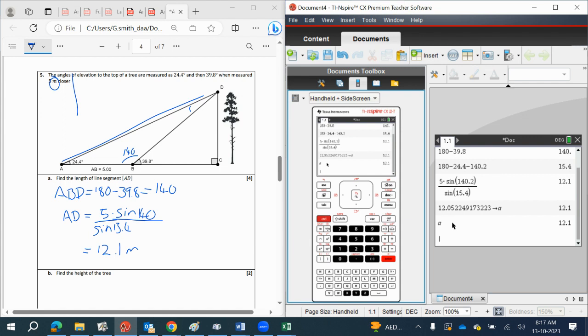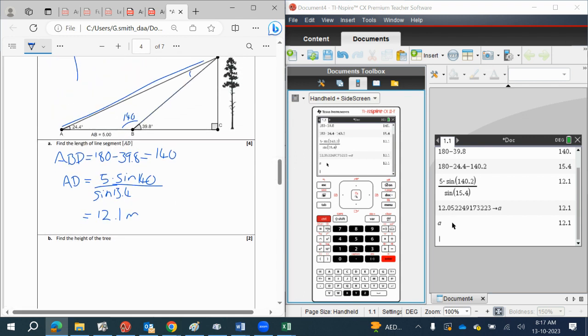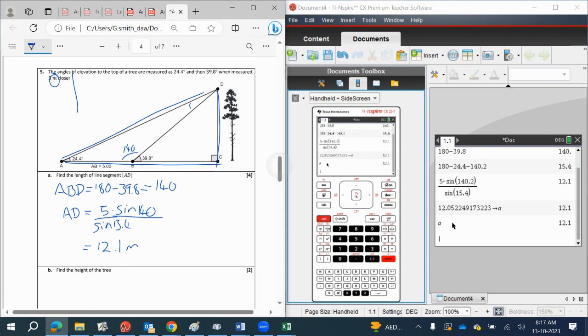All right, so let's go on with our questions and find the height of the tree. Oh, it should be pretty easy. We've got a right angled triangle here. The height of the tree is that side there, which is DC. So I can use SOHCAHTOA. I've got this length now, which is 12.1. I've got that angle, so that would be the opposite.